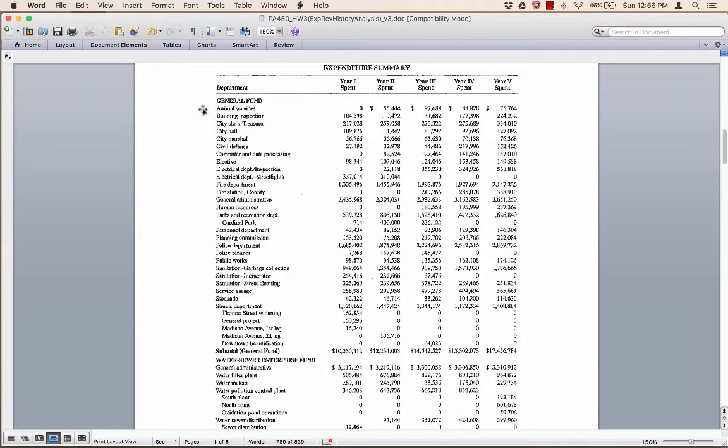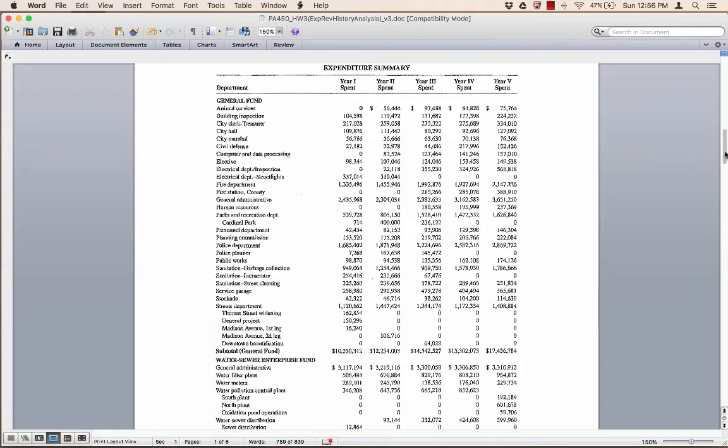So this table is telling you that each line item will be the expenditures for each department of this particular city. There's information about other funds, such as the water, sewer, and enterprise funds, but I don't want you to analyze those as part of this assignment. I want you to focus your attention only on the line items associated with the general fund.